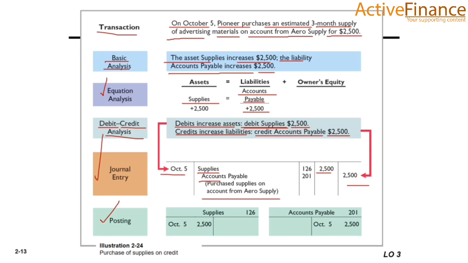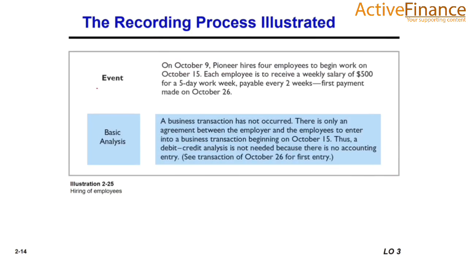So we will open a new account titled supplies. This is the account number, and if supplies increase, they will be recorded on the debit side. And we will also open a new account, accounts payable. This is the account number, and if liabilities increase, they will be recorded on the credit side. So we will add 2,500 on the debit side and on the credit side. So this is the event involved in this.